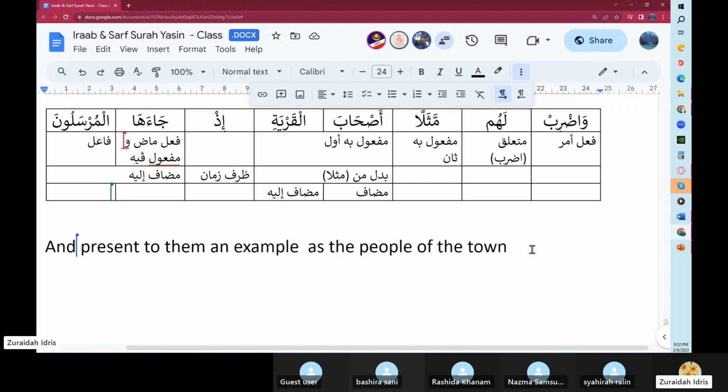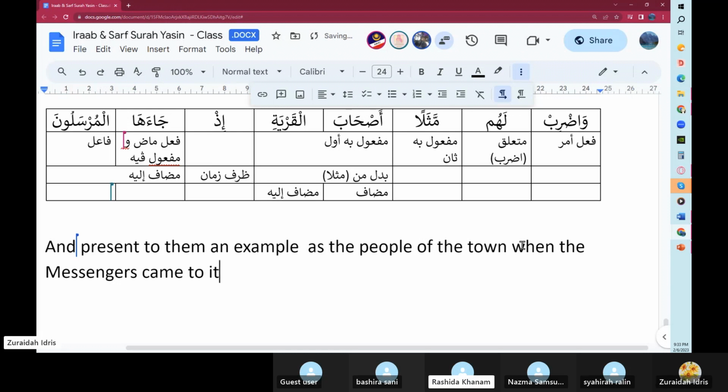Okay, so how would we translate this? When. When the messengers came, because they are the fa'il, they did the coming. Messengers came to it, or came to them. Let's start here.